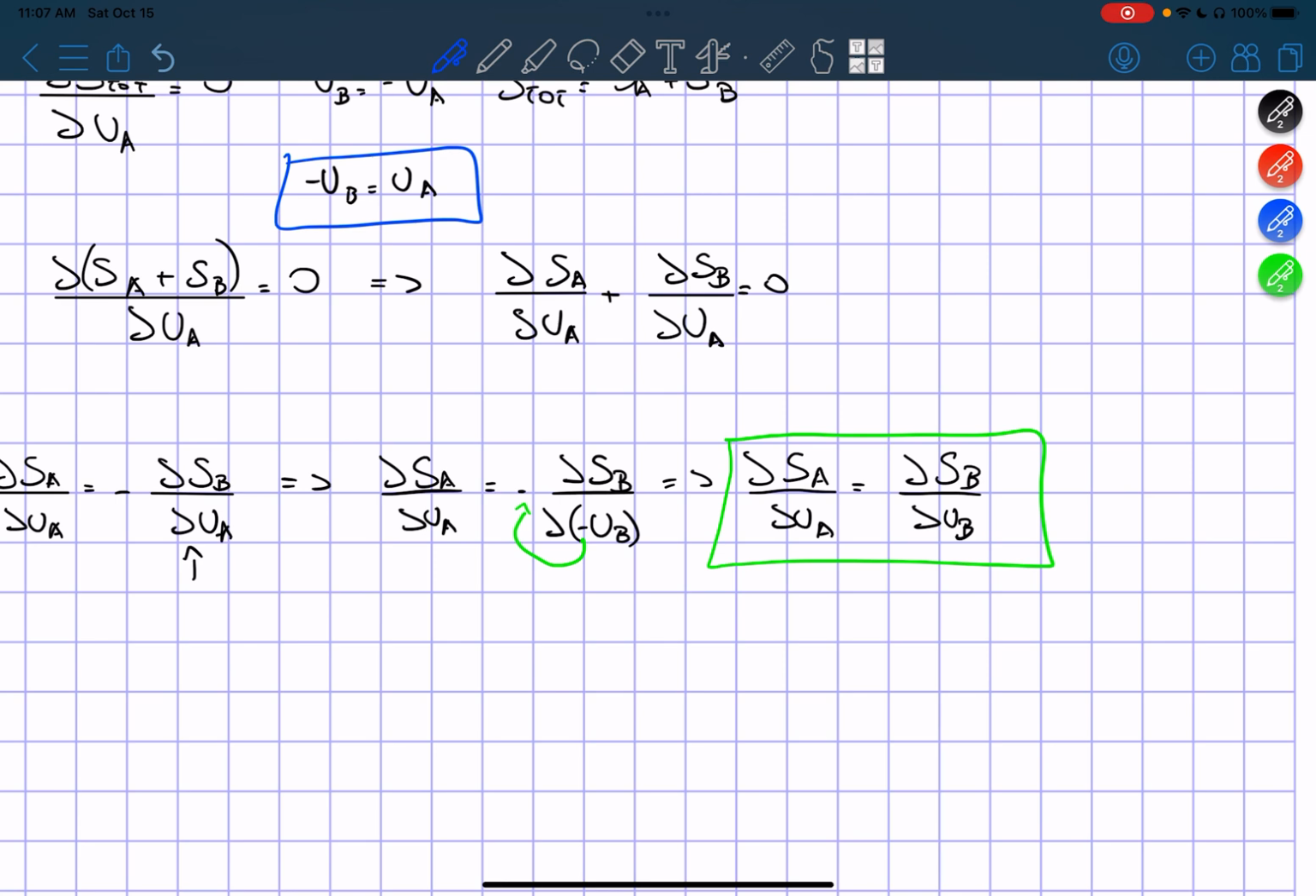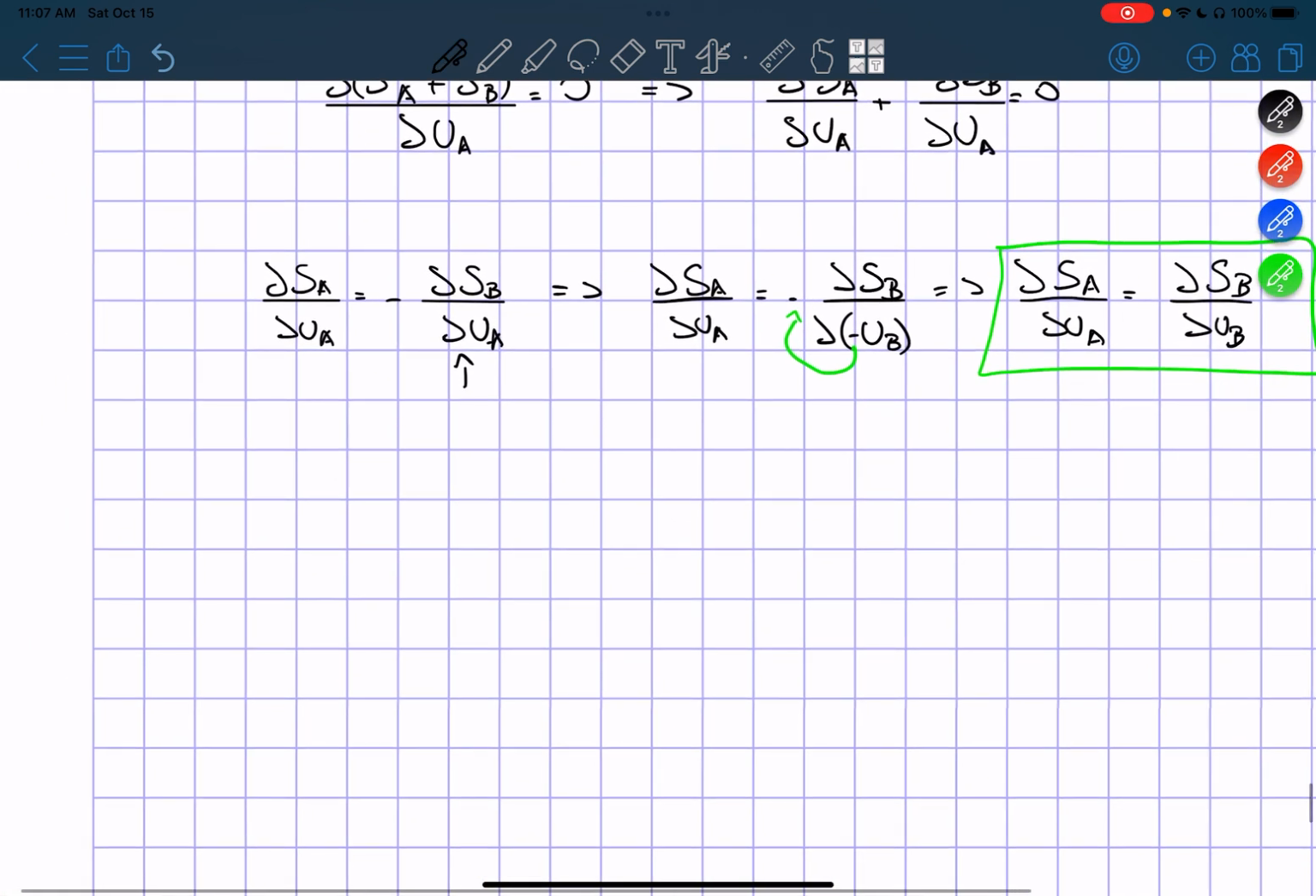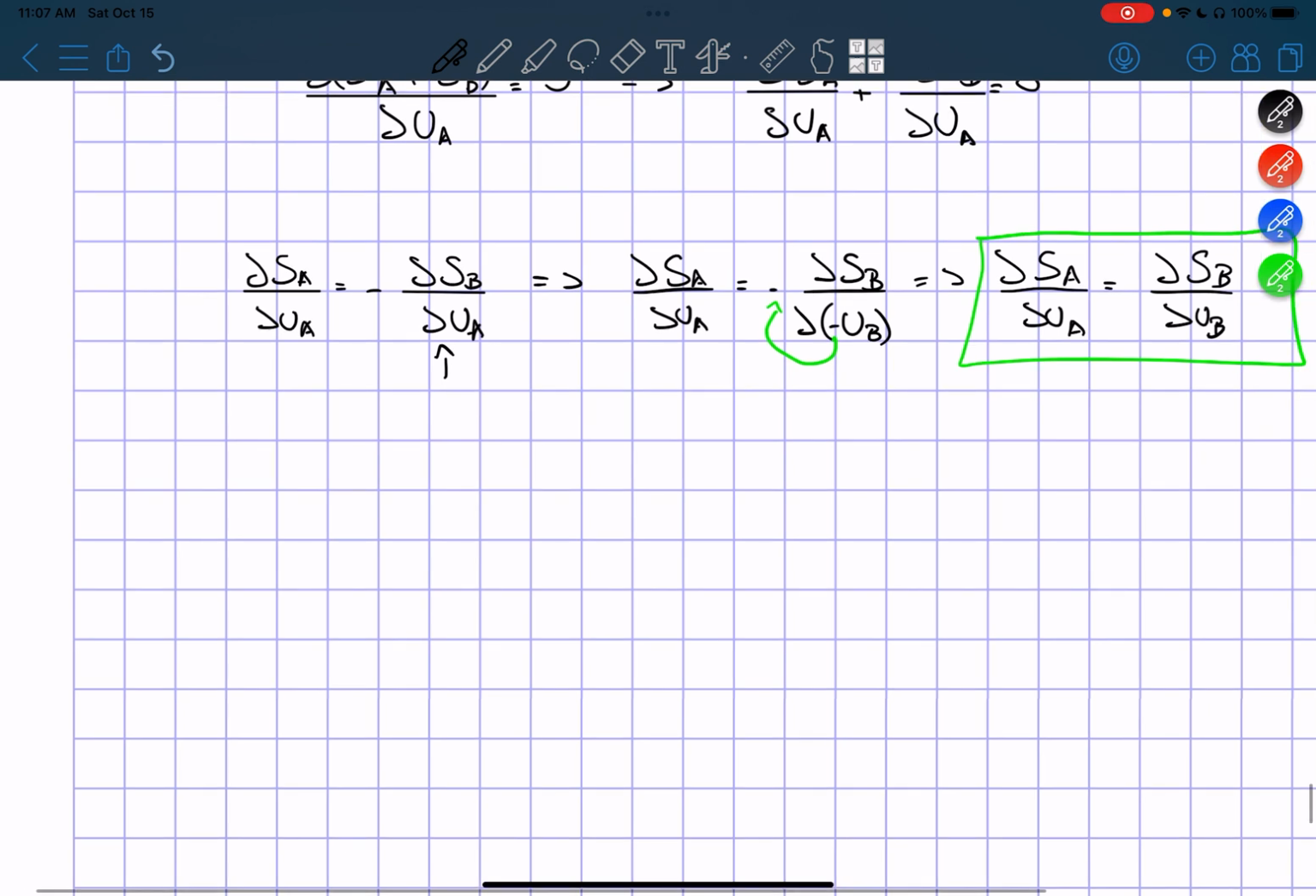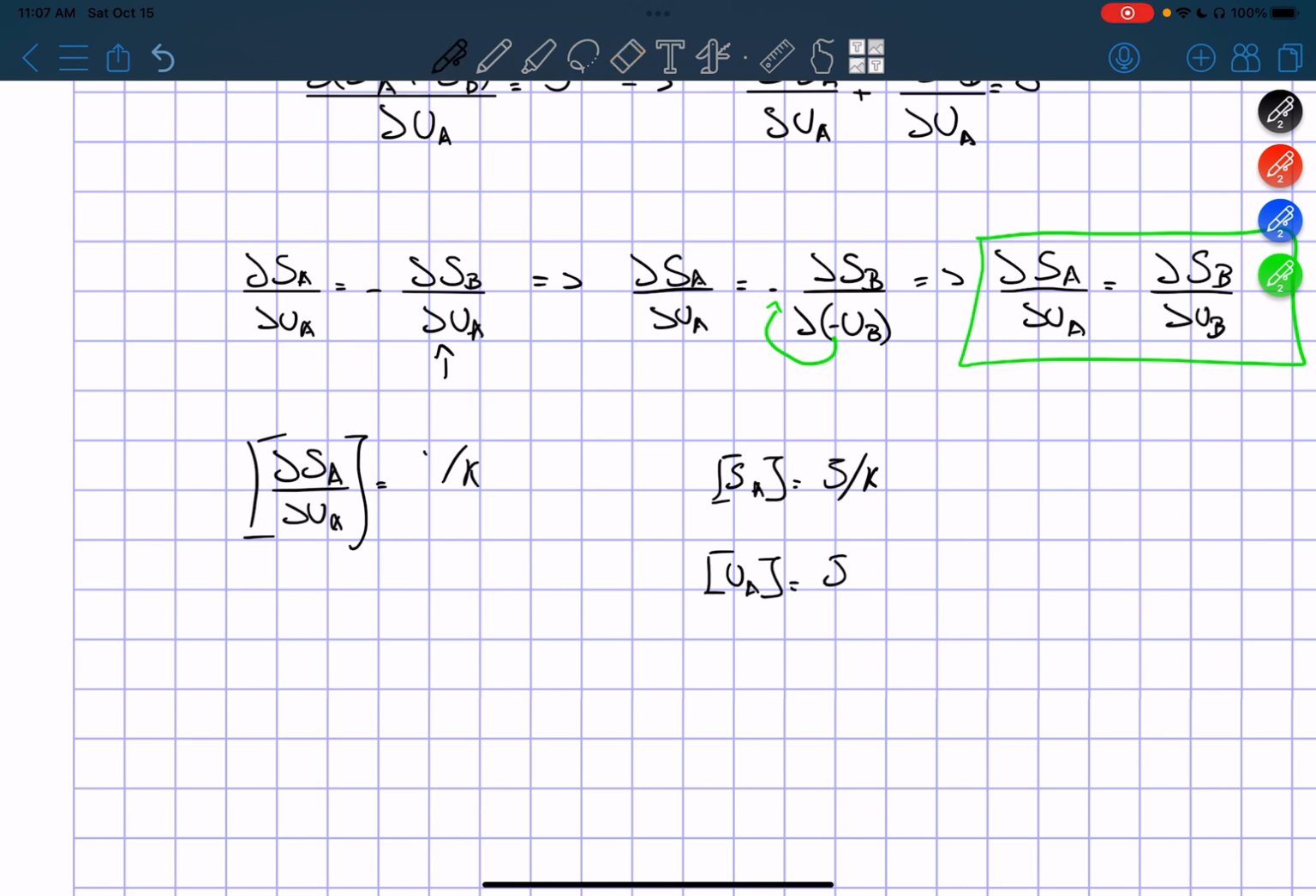Okay, so now it wants us to look at the values, the units of. I'm just going to take the right side for now. We're going to have, for S of A, the units are joules over Kelvin, and for the units of U of A, we have, of course, joules. So here, talking about the units of measure, joules over Kelvin over joules, and so this out, we're going to have 1 over Kelvin.